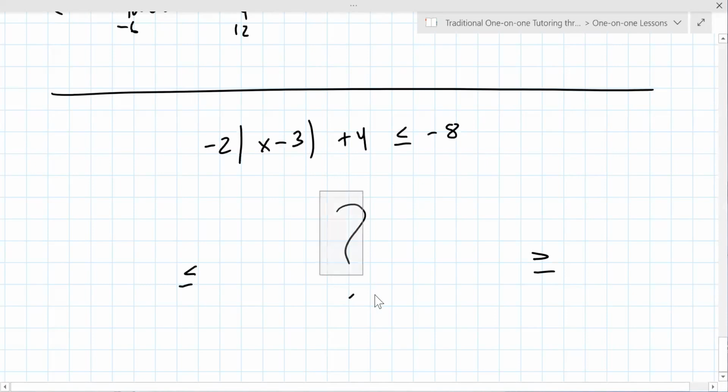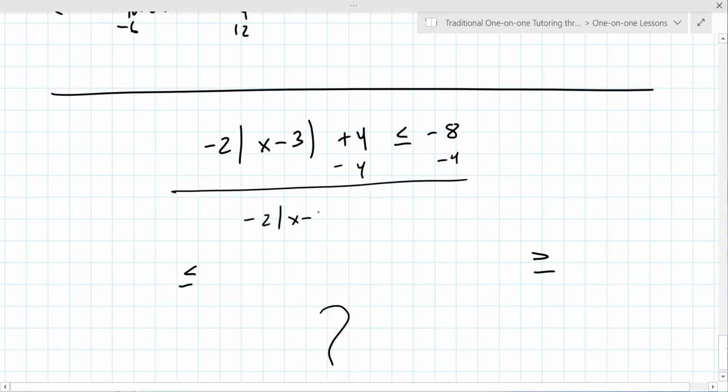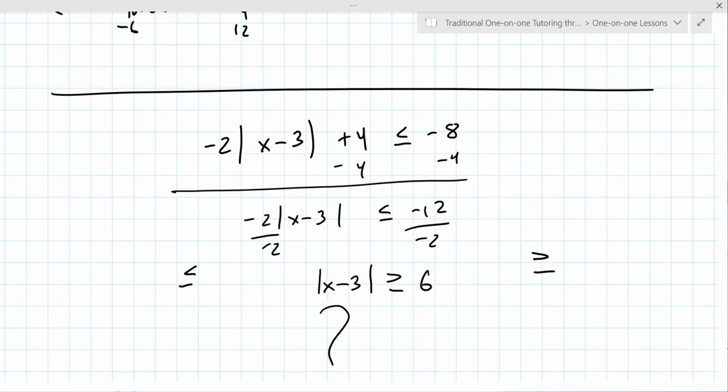That's the whole point, you're supposed to do these steps. You're supposed to subtract 4. And then you're supposed to divide by -2. And what does that do to the inequality? When you divide by a negative? Oh, it changes the direction. Right. So there you go. So then that would be x minus 3 is greater than or equal to 6, and then x minus 3 is greater than or equal to -6.